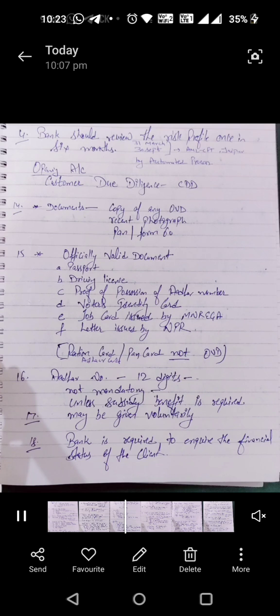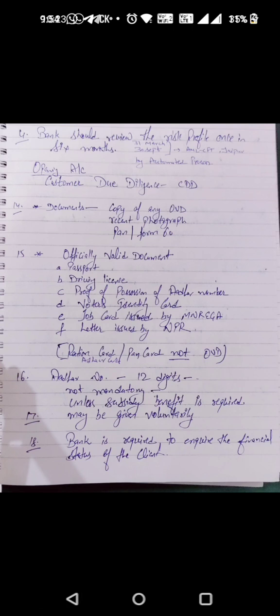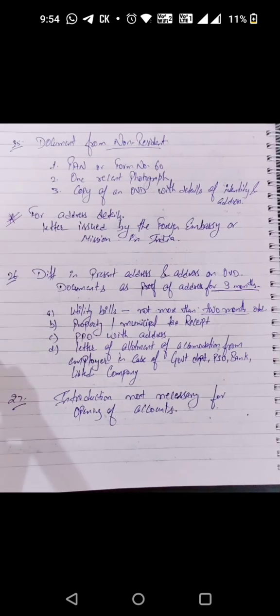The officially valid documents are: passport, driving license, proof of possession of Aadhaar number, voter identity card, job card issued by MGNREGA, letter issued by NPR. Remember, it is proof of possession of Aadhaar number, not the Aadhaar number itself. Then which are not there, the important question here comes: ration card, PAN card and Aadhaar card. These are not OVDs.